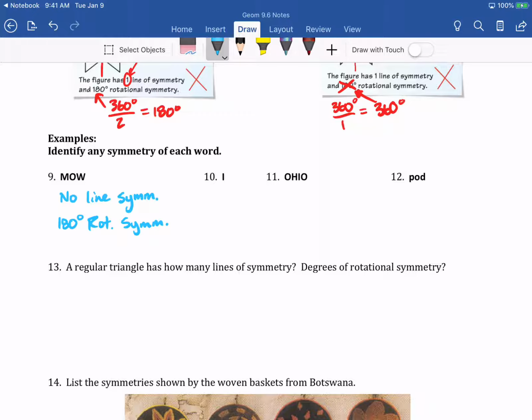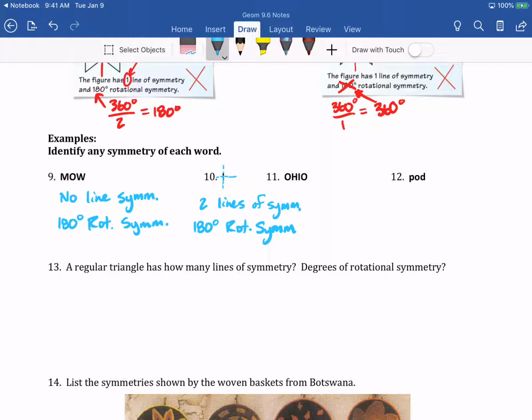The letter I, a capital I, if we draw a horizontal line, it's got that. We could draw a vertical line, which I know I'm kind of cutting right through it, but the letter I does have two lines of symmetry, as you can see from above there. And if it's got two lines of symmetry, 360 divided by 2 gives us 180 degrees rotational symmetry.